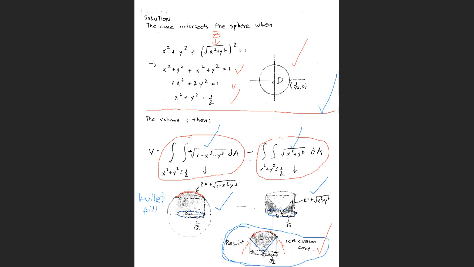Okay, and so if you take the volume of the bullet to the left and subtract the volume of what's on the right, I don't quite know how to describe that volume. I have a picture of it, but I'm not sure what it looks like. But it's clear that if you take the difference of those two volumes, you're going to get the volume of the ice cream cone.